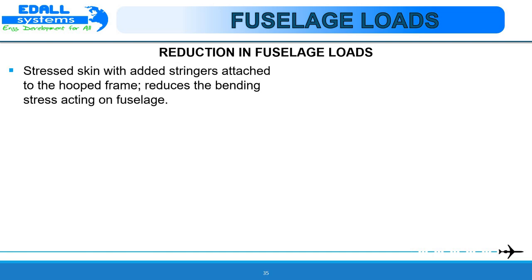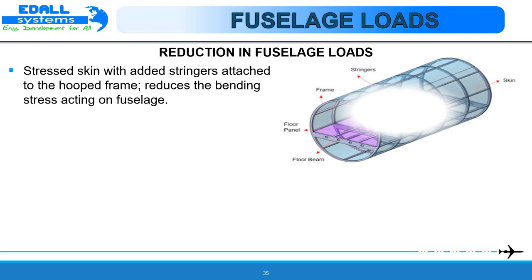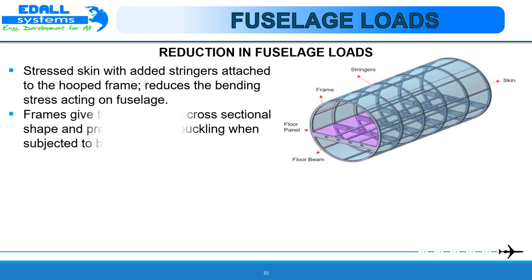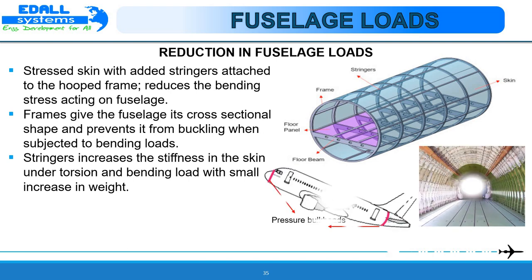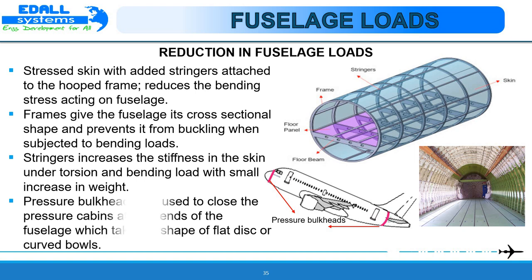Reduction in fuselage loads. Stressed skin with added stringers attached to the hooped frame reduces the bending stress acting on the fuselage. Frames give the fuselage its cross-sectional shape and prevent it from buckling when subjected to bending loads. Stringers increase the stiffness of the skin under torsion and bending loads with a small increase in weight. Pressure bulkheads are used to close the pressure cabins at both ends of the fuselage, which can take the shape of a flat disc or curved bowl to reduce the pressure differences between the internal and external pressure.